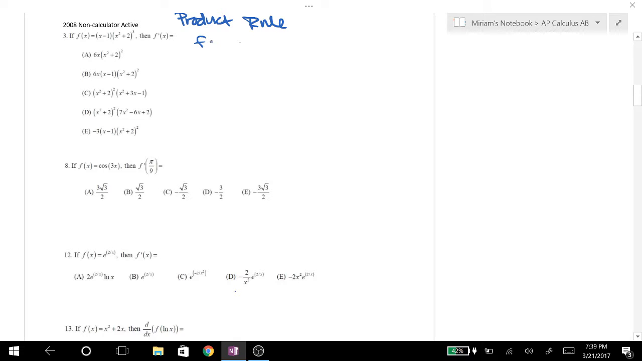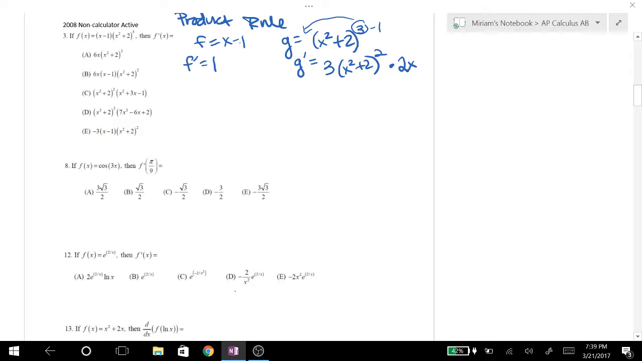So I'm going to split up my two parts that are being multiplied, x minus 1 and x squared plus 2 to the third. Then I get f prime, which is 1, and g prime, which is, I need to use the chain rule, so I'm going to bring the exponent down first and subtract 1, so that'll be 3, parentheses, x squared plus 2 to the second power, times the derivative of x squared plus 2. So that's going to be times 2x. If I multiply and combine like terms, I'm going to get 6x times x squared plus 2 squared.